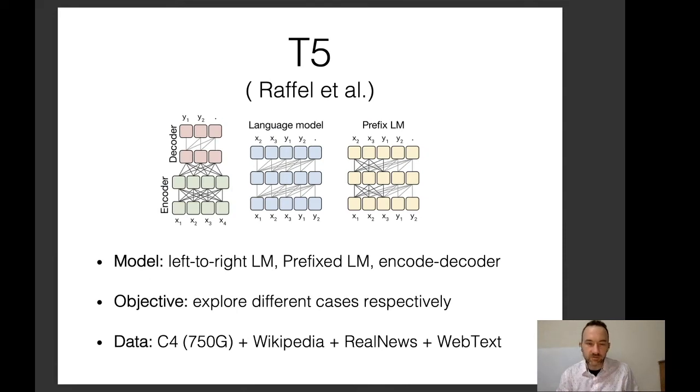So T5 is a single pre-trained model, I guess you could say, but in this paper they also do a pretty extensive exploration of different design decisions that go into the pre-trained model. I can definitely recommend taking a look at this paper from that respect. They try a left-to-right LM, prefixed LM, and encoder-decoder with several different objectives. They also train it on a very large corpus of web scraped text, Wikipedia, news, and other web text.